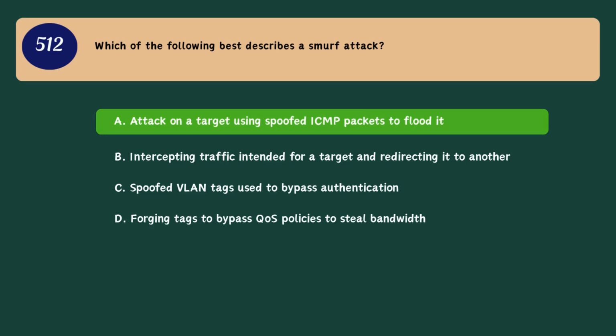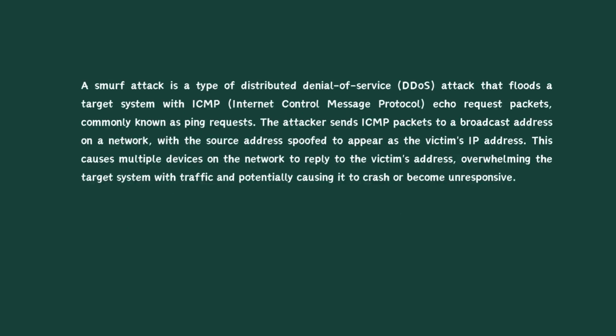Correct answer. A. Attack on a target using spoofed ICMP packets to flood it. A Smurf attack is a type of distributed denial of service attack that floods a target system with ICMP, Internet Control Message Protocol, echo request packets, commonly known as ping requests. The attacker sends ICMP packets to a broadcast address on a network, with the source address spoofed to appear as the victim's IP address. This causes multiple devices on the network to reply to the victim's address, overwhelming the target system with traffic and potentially causing it to crash or become unresponsive.